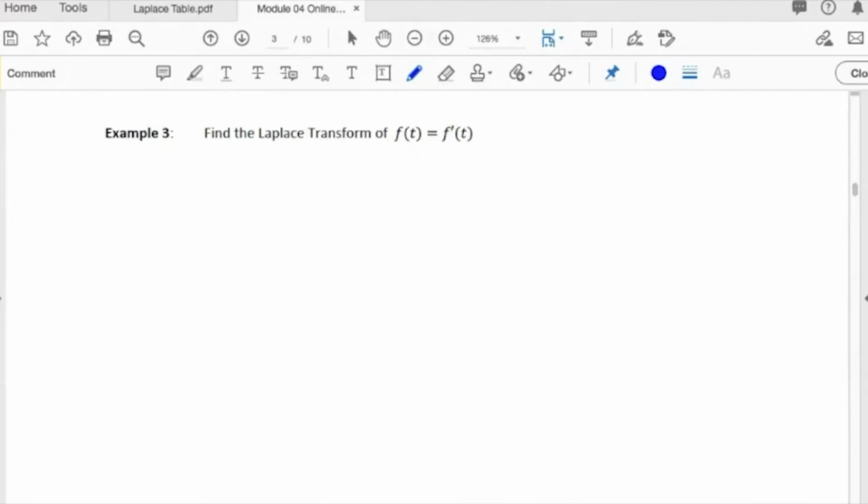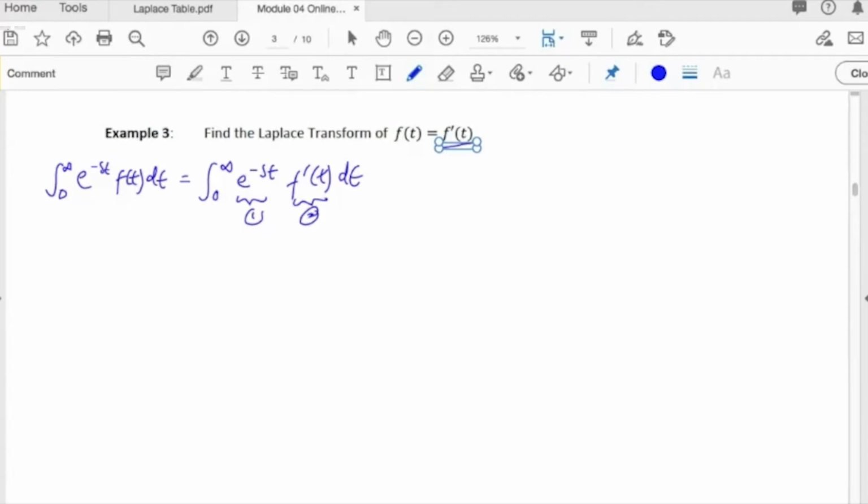Okay, so we look at example 3. Find the Laplace transform of f(t) equal to f prime t. We start with the mathematical definition. We have the integration from 0 to infinity of exponent negative st times f(t) dt. So that will be equal to the integration from 0 to infinity of exponent negative st, and our f(t) is f prime t, dt. You can see there are two expressions of t, the first and the second.